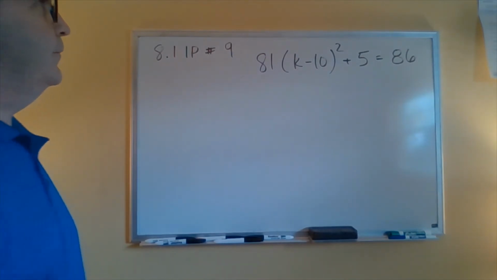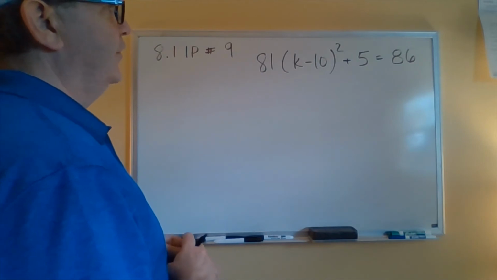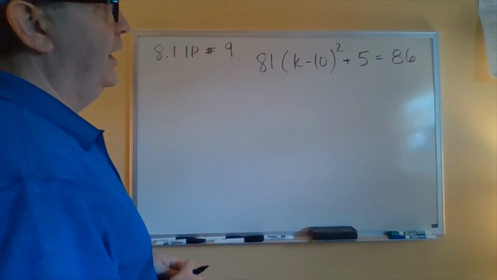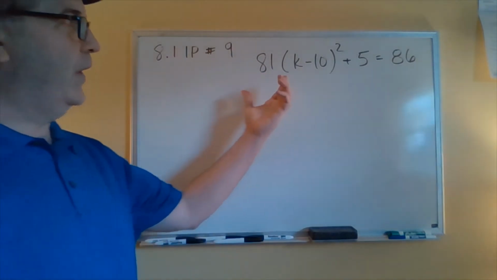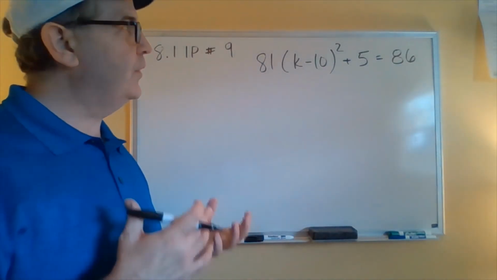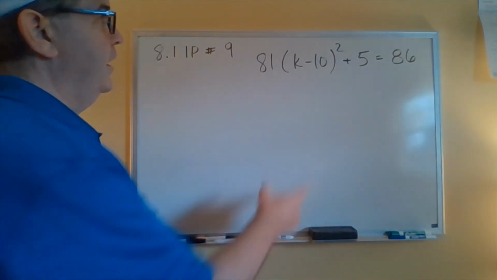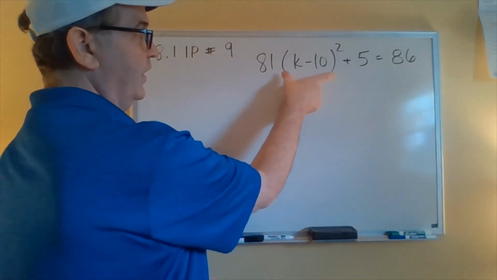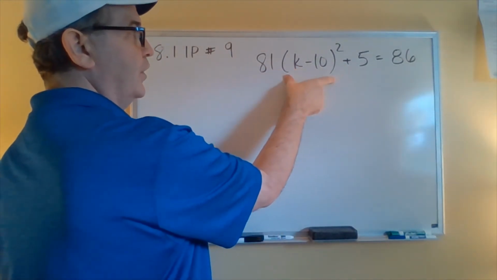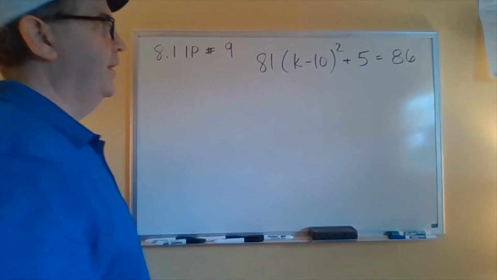Here's number 9. We got a lot going on here. 81 times (k minus 10) in parentheses squared plus 5 equals 86. First thing we do on a square root problem, regardless of how messy it is, we identify what's that squared component we're going to try to isolate on the left side. It's going to be whatever's directly left of that exponent of 2. In this case, it's the parentheses. So we're going to try to get (k minus 10) squared alone by itself on the left side.